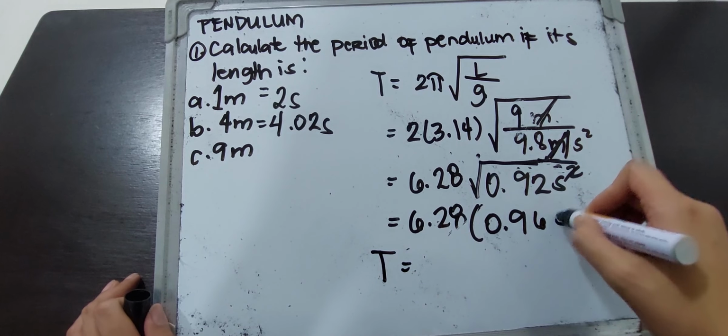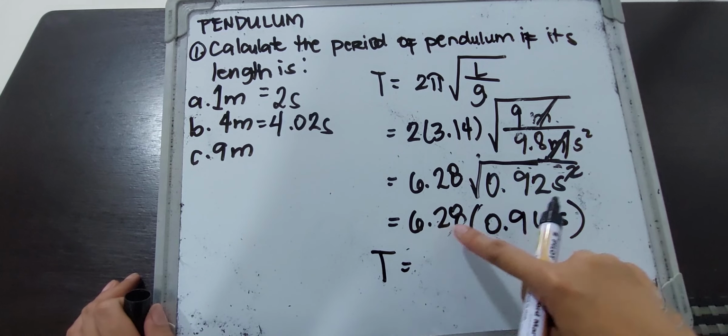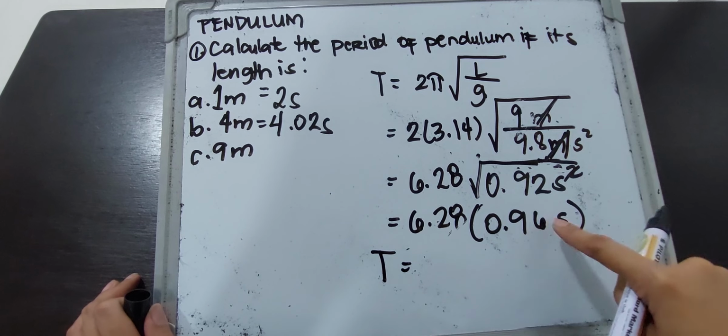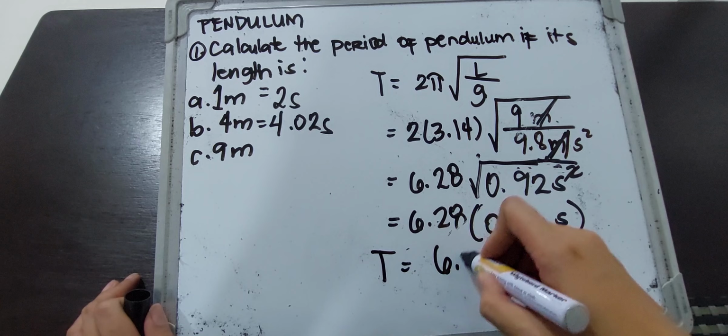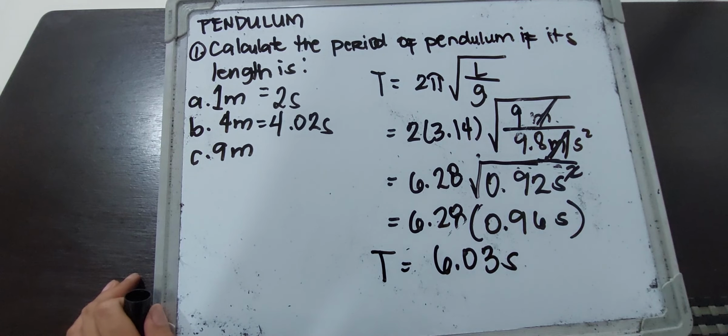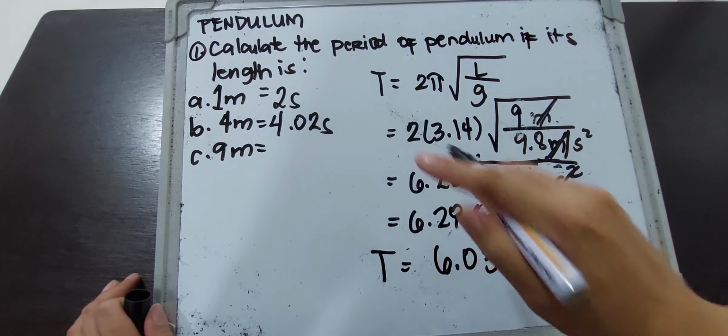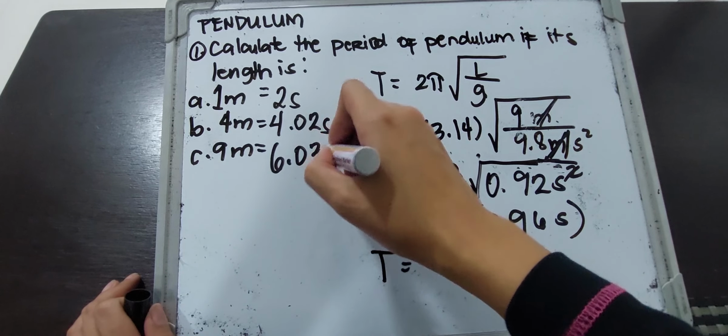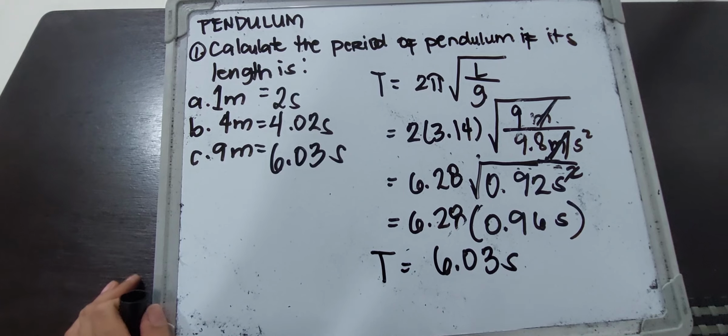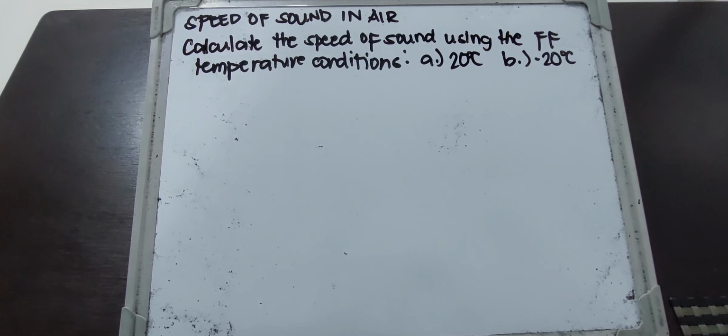0.96 seconds. So, 6.28 times 0.96 is 6.03 seconds. So, if the length of the pendulum is 9 meters, its period is 6.03 seconds. Okay? So, for our next topic, before tayong mag-waves, para iisa lang yung flow natin, sasama-samahin ko na mamaya yung about waves, yung na-involve yung ating parts ng wave.